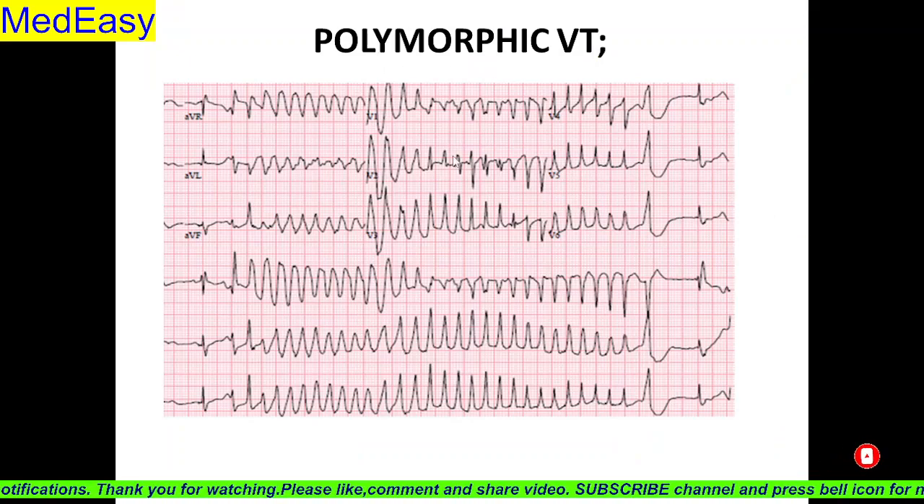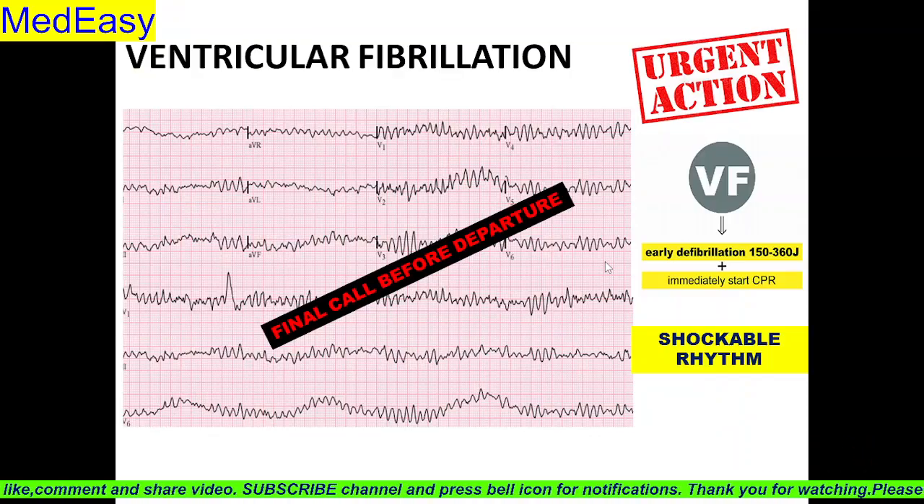This is a polymorphic VT. Here we can see all QRS complexes are of different morphology, no axis determined, and wide QRS complex is seen. So this is a polymorphic ventricular tachycardia.